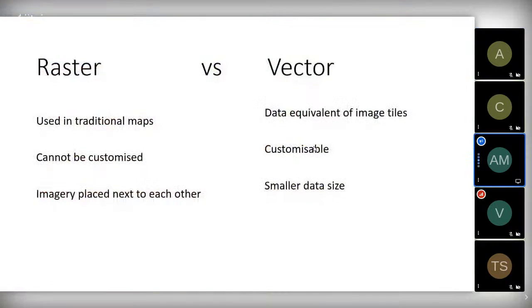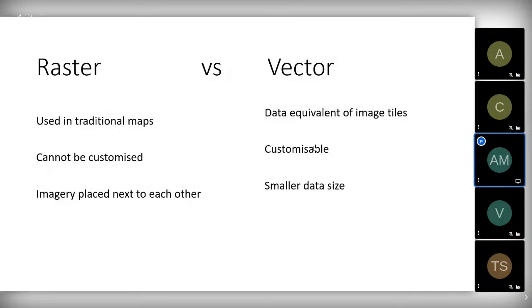Okay, so next we'll talk about vector versus raster, and this will link very nicely to the vector tiles. So what is the difference between vector and raster? Raster is generally used in traditional maps, so it'll be your aerial imaging that you see when you get a normal map. And the downside for raster maps is that it can't be customized.